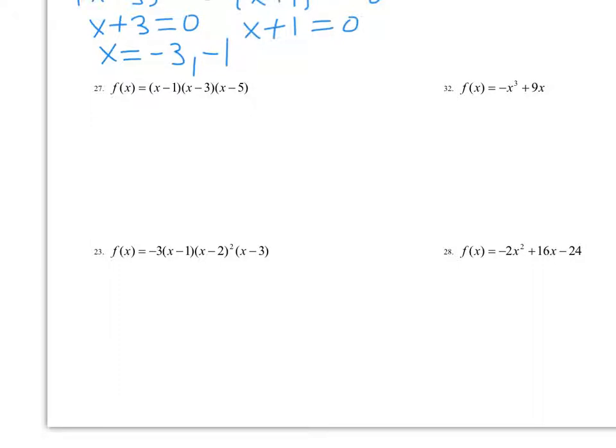Here's another one that's already given to us in factored form. So we set it equal to 0.